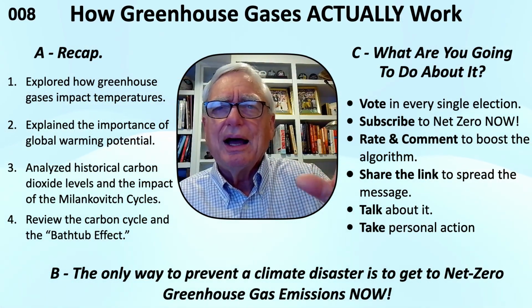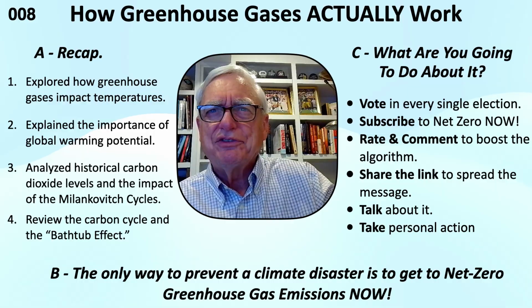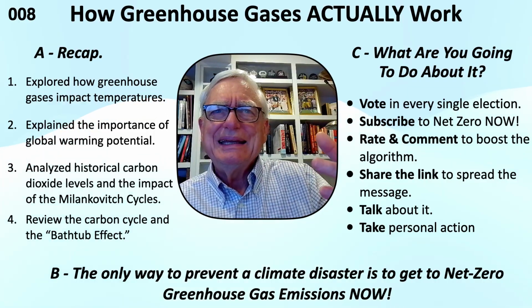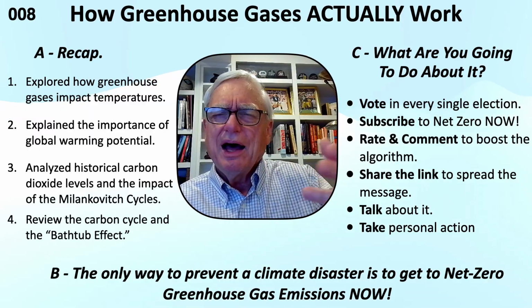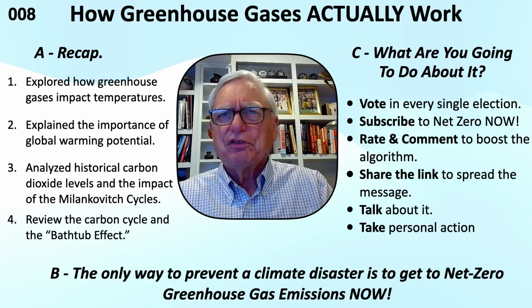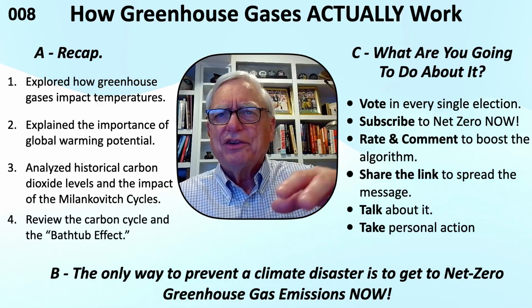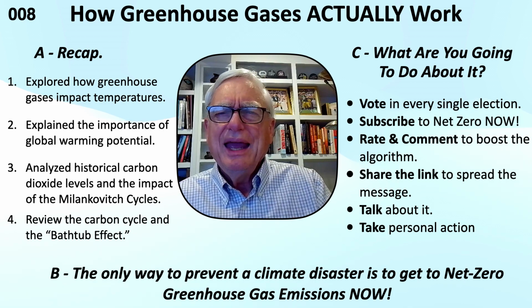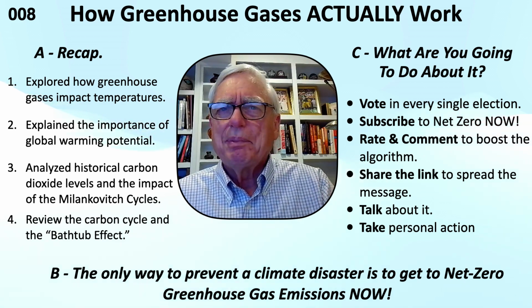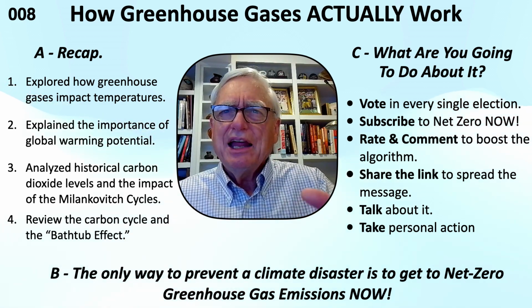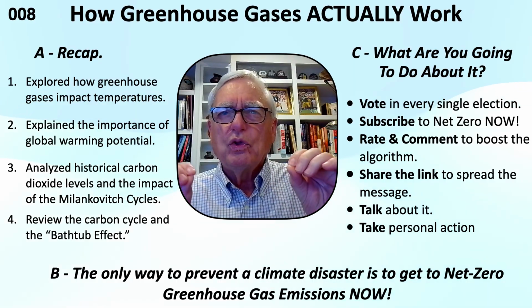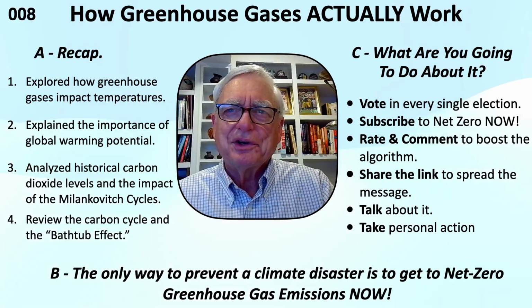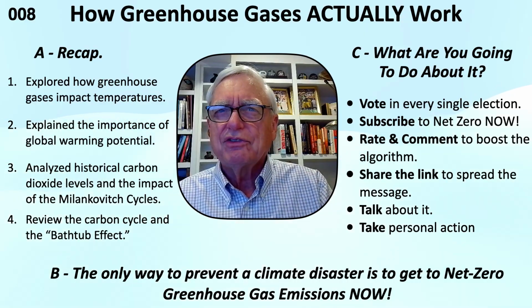So in this video, I just want to really cover the basics of greenhouse gases. You know how they're created, how they impact temperature, how the warming potential thing works, which is very important. How the Milankovitch cycles sort of explain historical changes or ice cycles that we've had on Earth. And then the really important thing is the bathtub effect. And that's why I've reached this conclusion that the only way, and I mean the only way, we can avoid a climate disaster is by getting to net zero greenhouse gases.